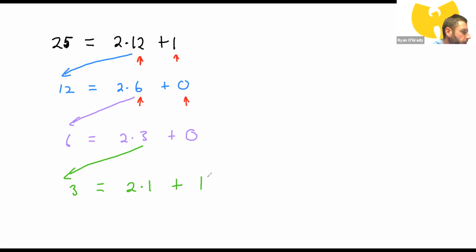Does anybody have a comment or a question about what I'm doing here? Did I make any mistakes in this pattern that I'm doing?